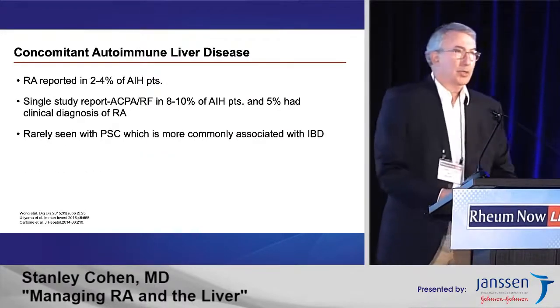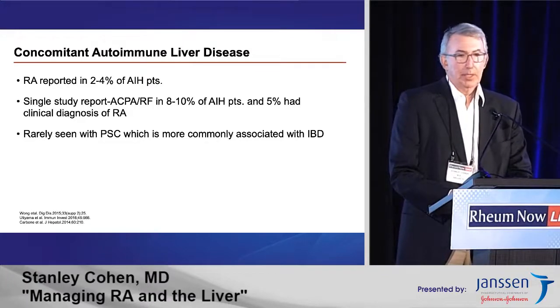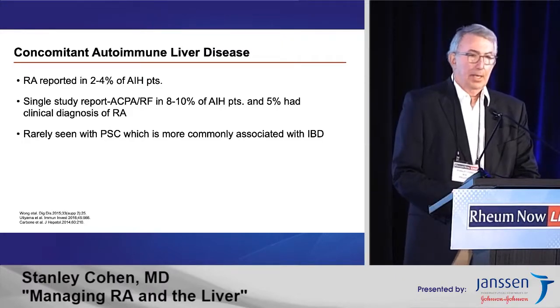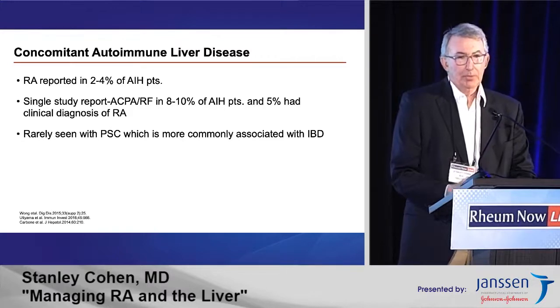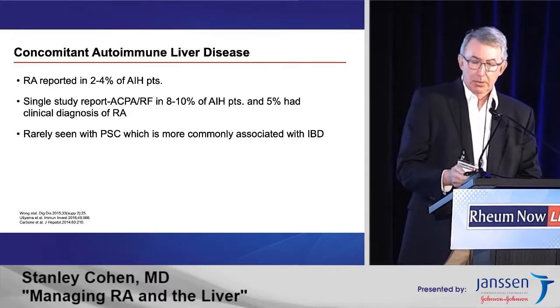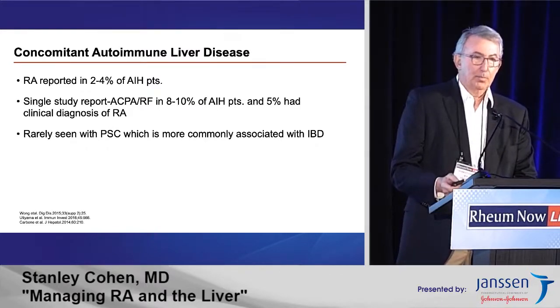What about concomitant autoimmune liver disease and rheumatoid arthritis? It's been reported that about 2 to 4% of RA patients might have an autoimmune hepatitis. Single case report, ACPA, rheumatoid factor, in 8 to 10% of autoimmune hepatitis patients, and 5% had a clinical diagnosis of RA. Rarely does RA go along with primary sclerosing cholangitis, which we see more often in inflammatory bowel disease and also scleroderma patients. So it's unusual to see concomitant autoimmune liver disease in our RA population.